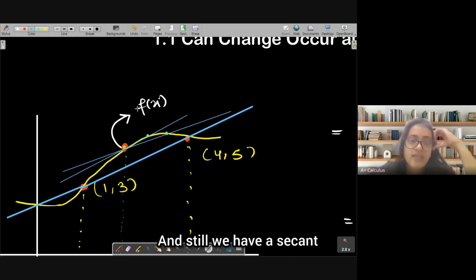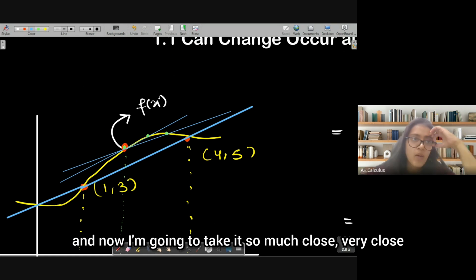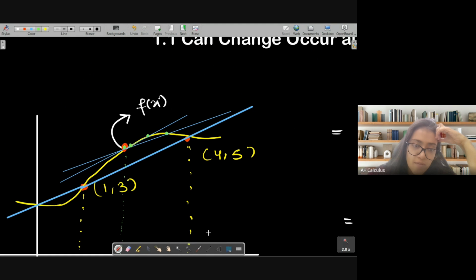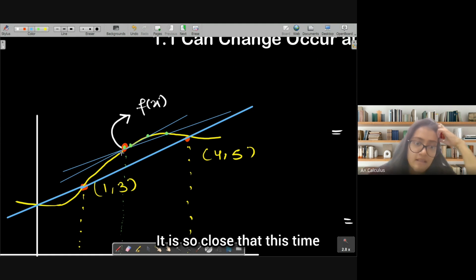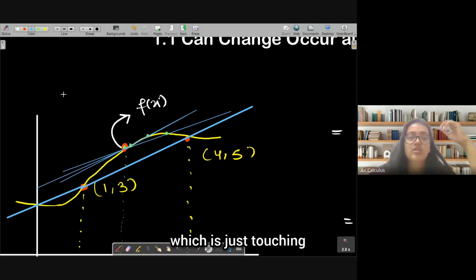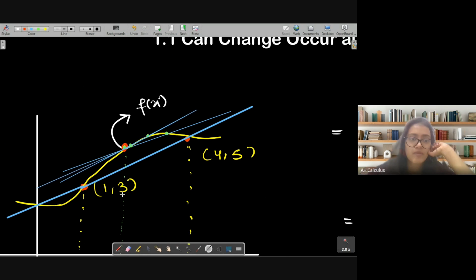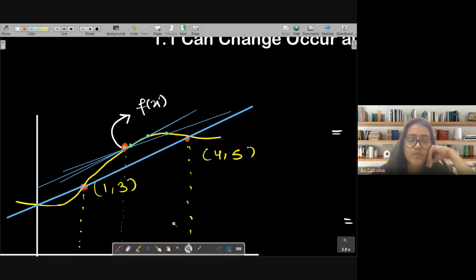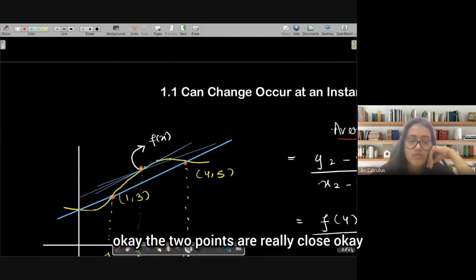And still we have a secant. And now I'm going to take it so much closer, very close. I'm going to take it really close to the red point. It is so close that this time it is going to appear that there is a tangent, which is just touching the curve at this point. The 2 points are really close.